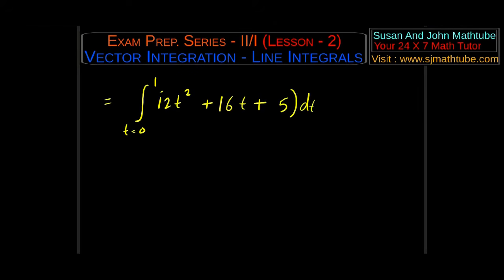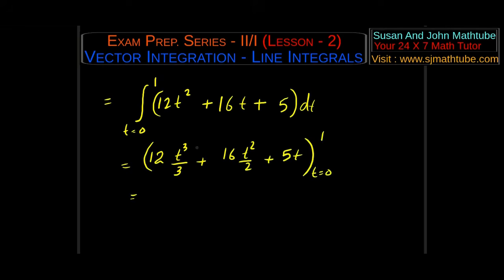Okay, so we are ready for integration. So 12 into t cube by 3 plus 16 into t square by 2 plus 5 into t within the limits t equal to 0 to 1. Now let's plug in the values. So when you put the lower limit, it's going to be 0. So we have to put only the upper part. So that will be 4 plus 8 plus 5. 12 plus 5, that is equal to 17.